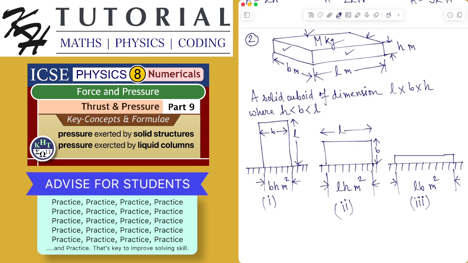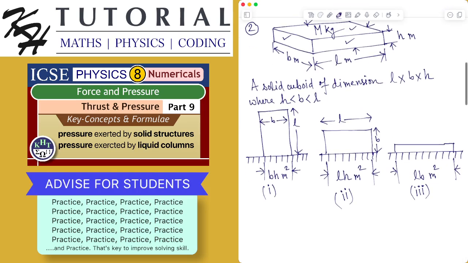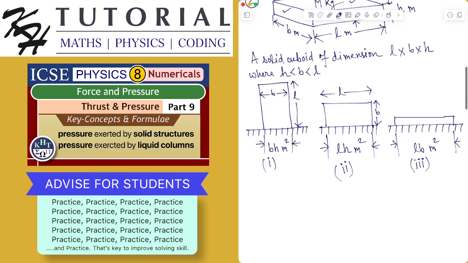In the third situation, the solid cuboid is resting on the side whose area is determined by the length and breadth, that is the bottom side. So definitely the area of contact will be B into L, length into breadth meter square. Now the mass of the entire solid structure is m kilogram. So definitely in all three cases the weight, the thrust, will be the same, that is m kgf. Let's see what the pressure will be.